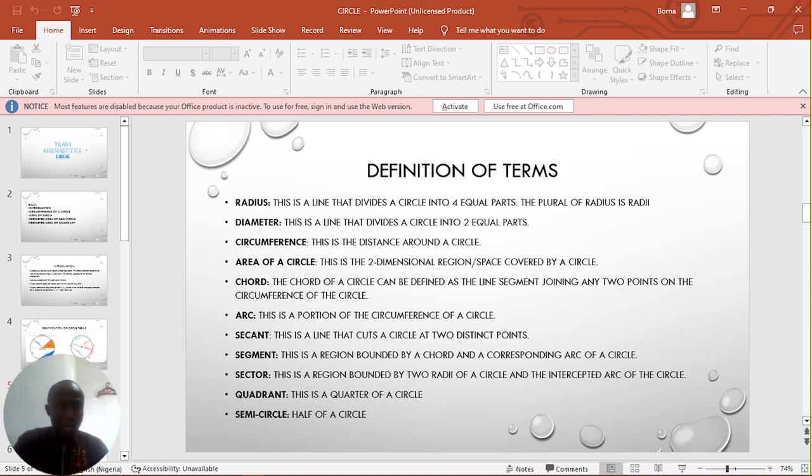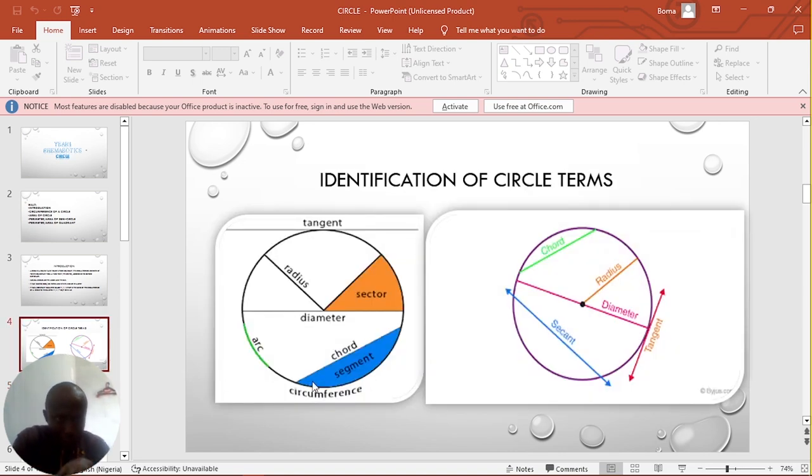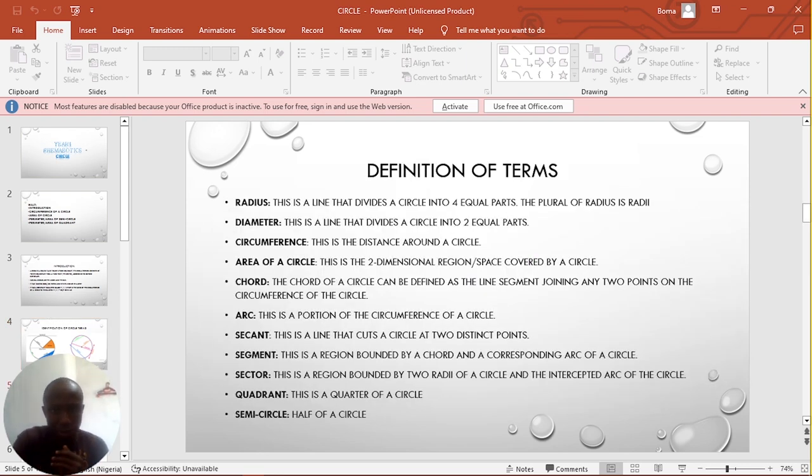So I won't waste time on that. Then we move to sector. This is a region bounded by two radii of a circle. So what is radii? Radii is the plural of radius. So one radius, two radii. So the region bounded by the radius, okay, we are looking at a sector. So this is a radius and this is a radius. So the region bounded by two radii and an arc of a circle gives you a sector. So that's what a sector means.